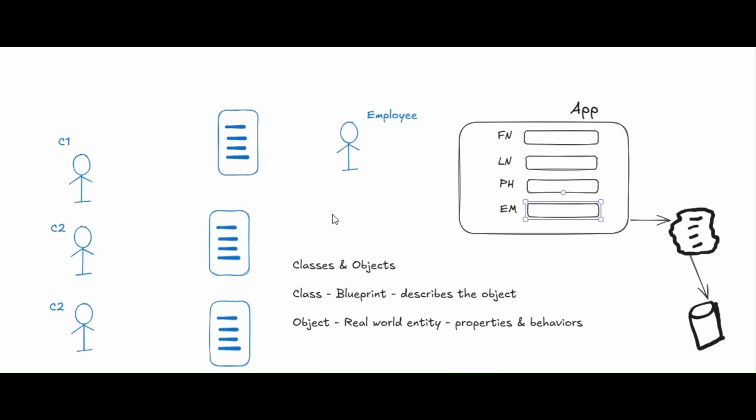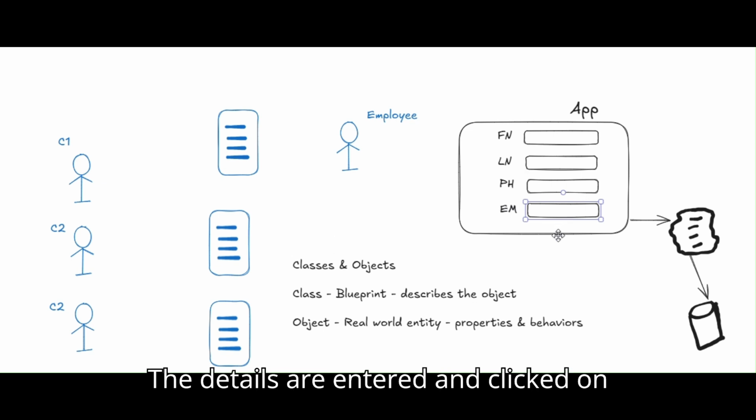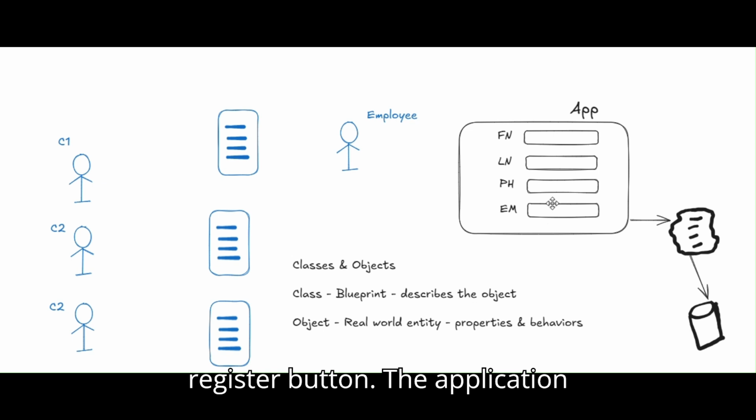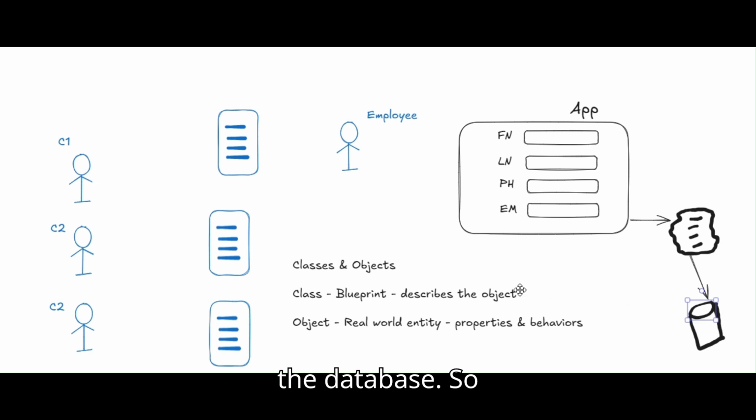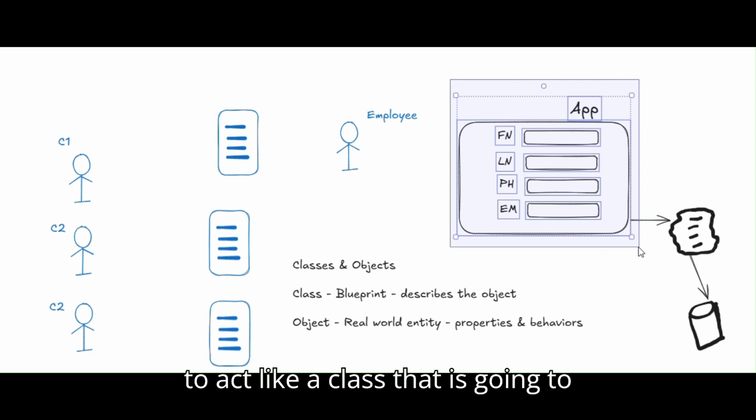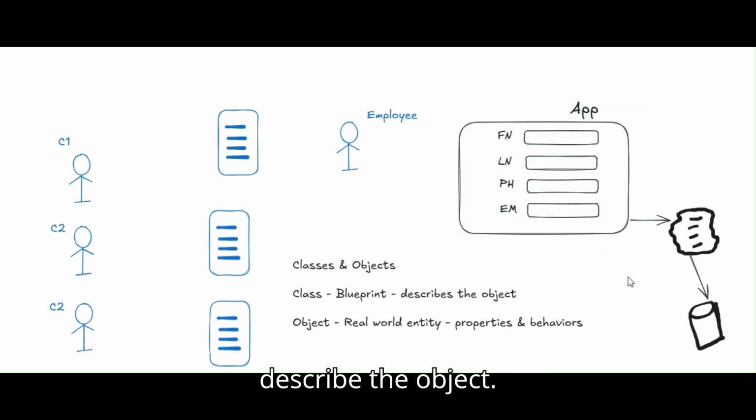And once the details are entered and the register button is clicked, the application is going to initialize that particular user's details, which is actually like an object. So this object's details will be stored in the database. So here, this template is going to act like a class that is going to describe the object. The object should have first name, last name, phone number, email.